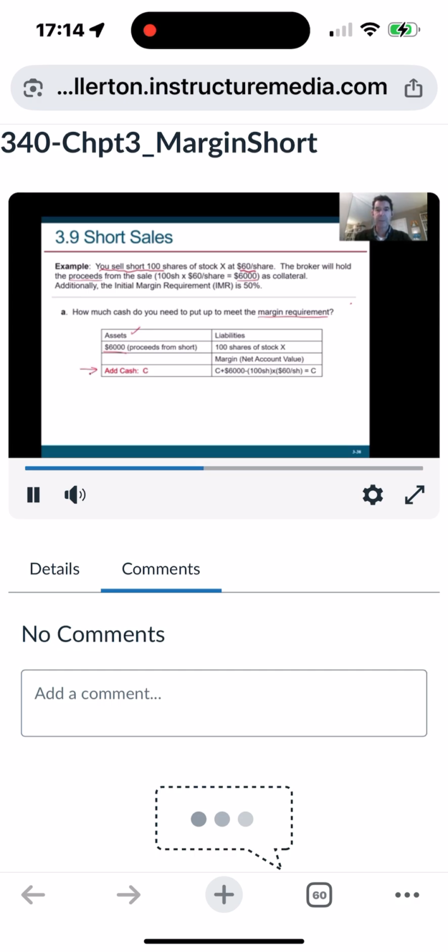Additionally, I have to have cash in my account. So I'm going to call that C. And this question here is how much cash, basically what does C need to be in order to have that initial margin percent of 50%. Okay, so I have that. On the liability side, what did I borrow? I borrowed the shares. So the shares are going to sit right there, 100 shares of stock X.